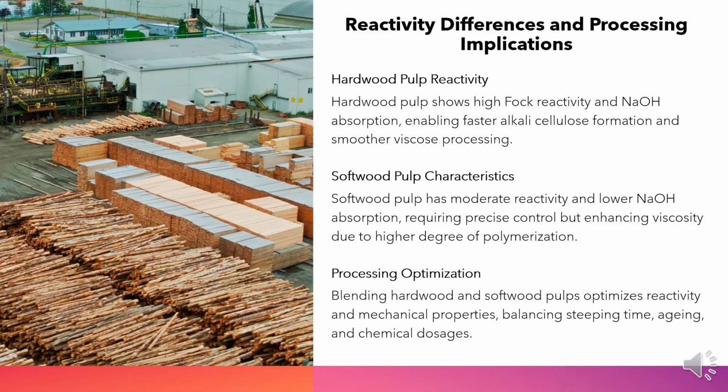Softwood pulp, with Fock reactivity ranging between 55% and 65% and slightly lower NaOH absorption, reacts more slowly and requires tighter control to avoid inconsistencies. Nonetheless, softwood contributes positively to viscosity buildup due to its higher DP. The differences in reactivity between hardwood and softwood necessitate careful optimization of steeping times, aging rates, and chemical dosages to achieve consistent quality. In industrial practice, blending both pulps allows plants to balance high reactivity with desirable mechanical properties.